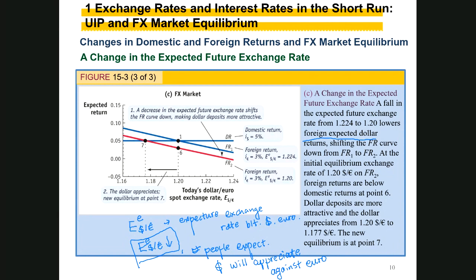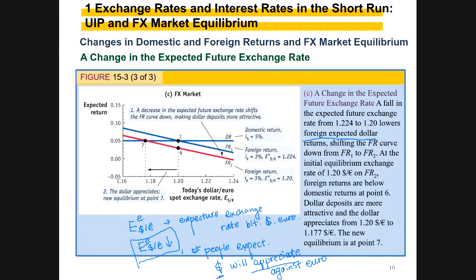Okay, if people expect that in the future the dollar will appreciate, what will happen now? They will try to hold their assets in terms of the US dollar, right? So all three kinds of shock give you the same consequence, the same direction of the equilibrium, right?